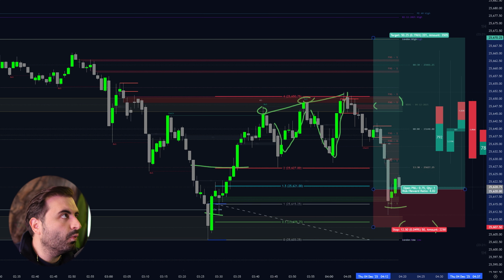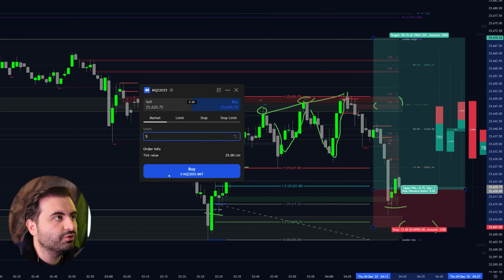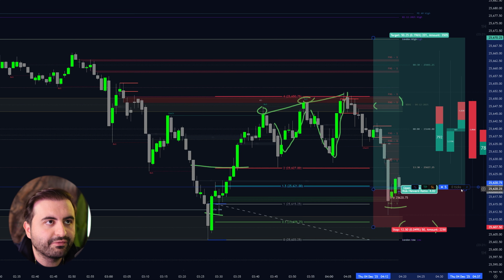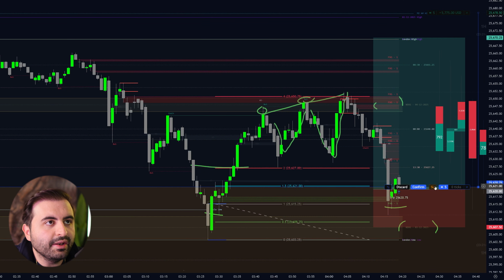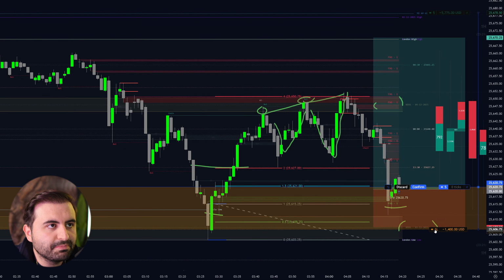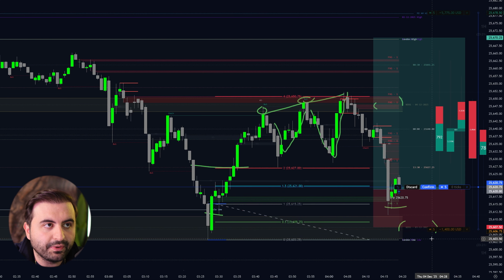And now what I want to do is execute with you here. Let's go for 5 contracts. My final TP will be the previous day AM high. And my stop loss is just below the equilibrium point of the bullish order block, and it also matches with the new day opening gap.